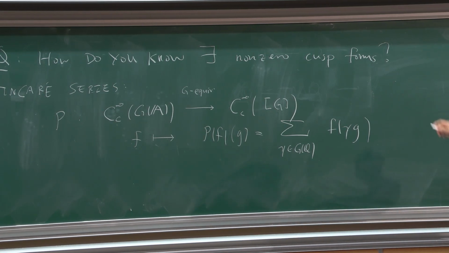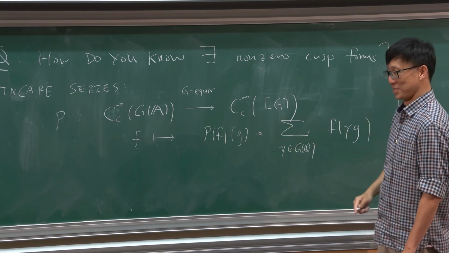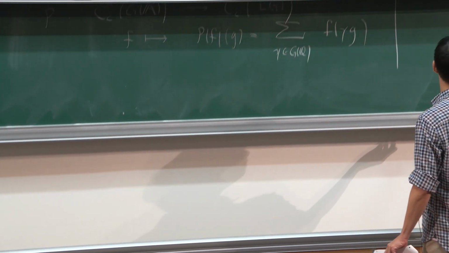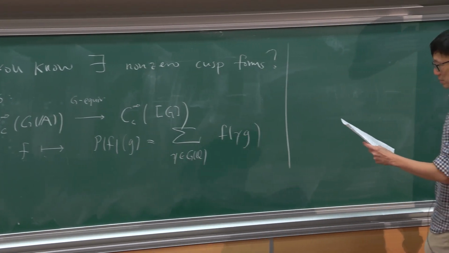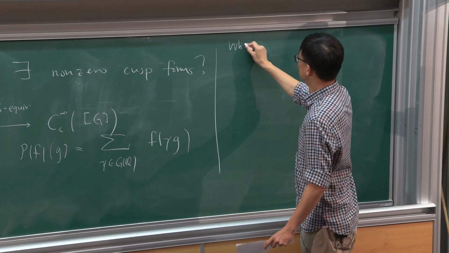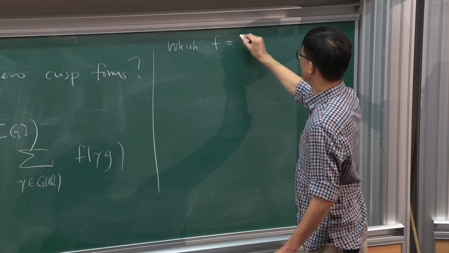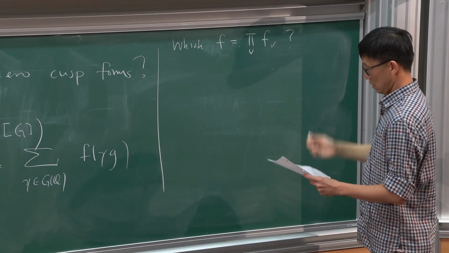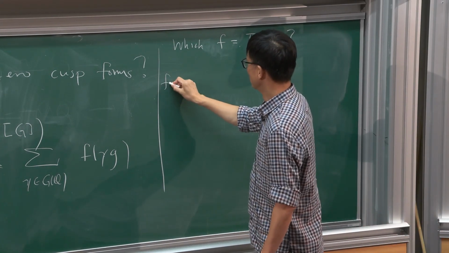So now the point is, given an F, you want to show this is a non-zero Cusp form. So which F should you pick? Maybe let me use the board, optimize the board a bit. Which F to use? I'm going to give you an F which is a product of local ones. Here's how I'm going to define it.